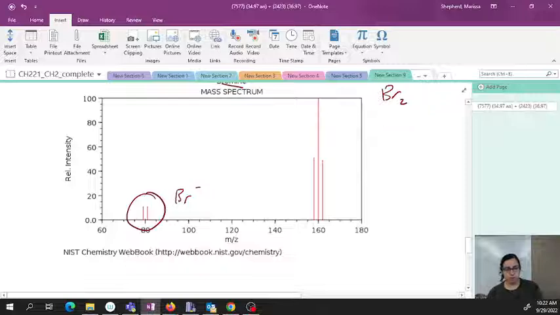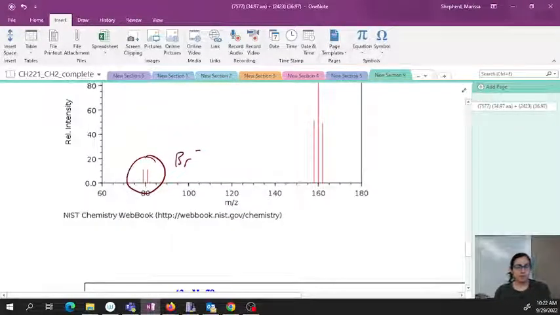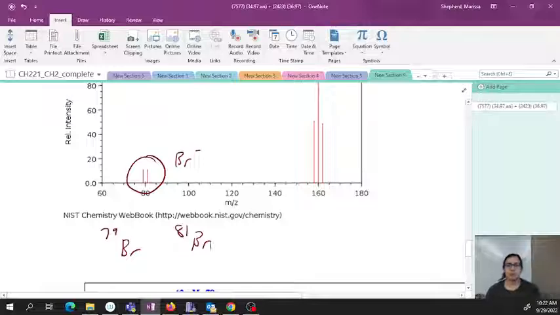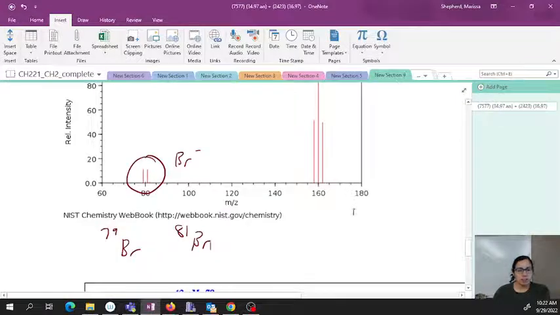And bromine has, again, this very distinct isotopic pattern. So bromine has 2 isotopes in about 50% abundance each. So one bromine 79, the other bromine 81. And of course, note, its average mass is about 80, so that makes sense.